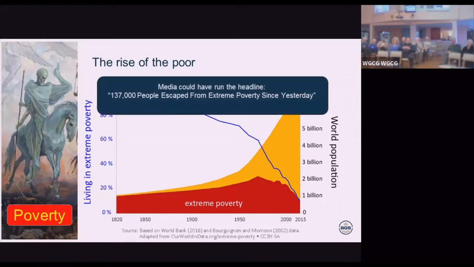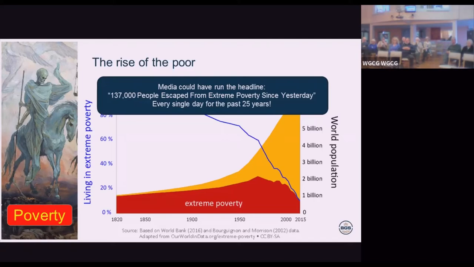In fact, it's such a good news story that all the world's media could have run this headline: 137,000 people escaped from extreme poverty since yesterday. All the world's media could have run that headline every single day for the last 25 years. That's how many people come out of poverty every day. So that's a brilliant news story.